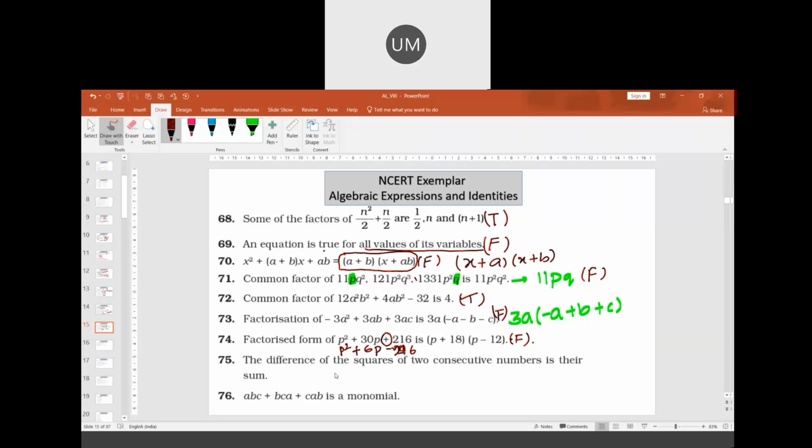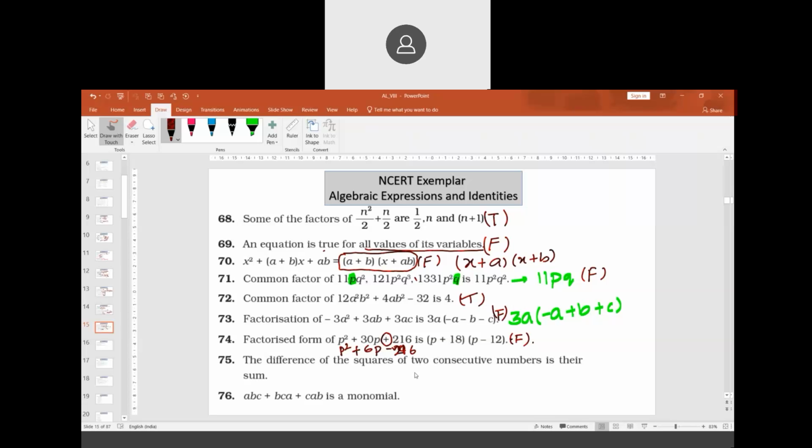Statement 75: true, the difference of squares. We learned it in square and square root. Why is it true? Because there is a formula: the difference of the squares is the product of their sum and difference. Like a plus b and a minus b, it is their sum times their difference.